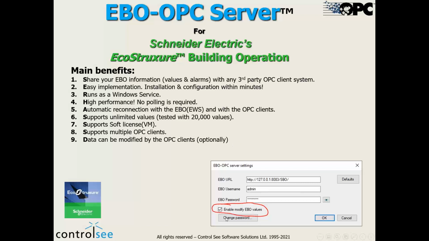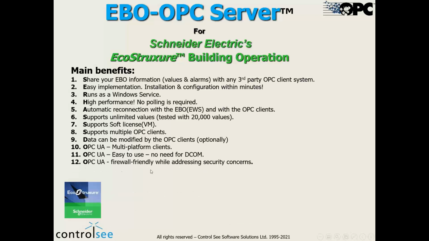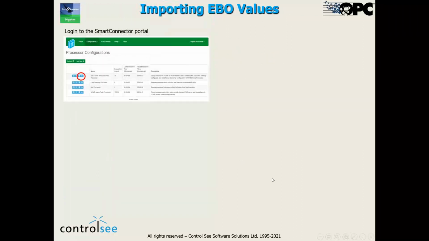You can see this checkbox here in red that you can check or uncheck if you want to enable your clients to modify EBO values. OPC UA supports multi-platform clients. OPC UA is easy to use, no need for DCOM. OPC UA is firewall friendly while addressing security concerns.